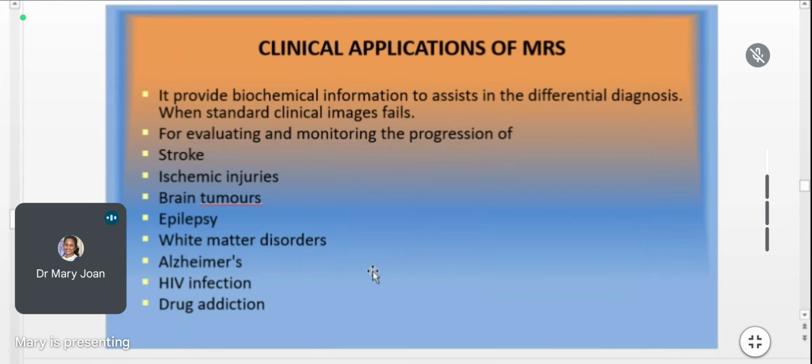So the clinical applications of MRS: it provides biochemical information to assist in the differential diagnosis when standard clinical images fail, and for evaluating and monitoring the progression of stroke. What is stroke?